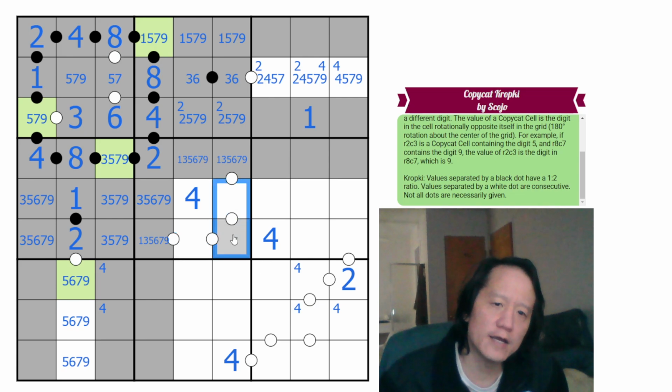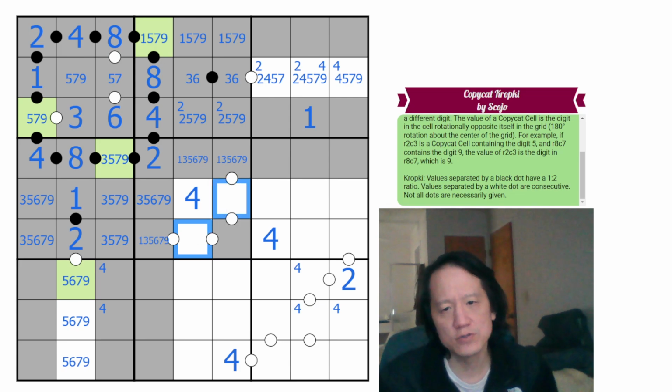Where is 8? 8 has to be one of these three. If this were 8, one of these would have to be 9 in value. And then the problem is you would have to have an 8 in value here. So 8 cannot be here. So 8 has to be one of these two cells.